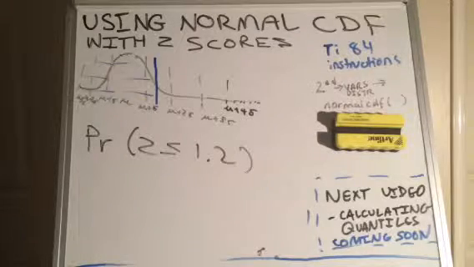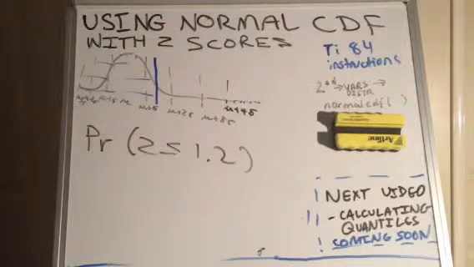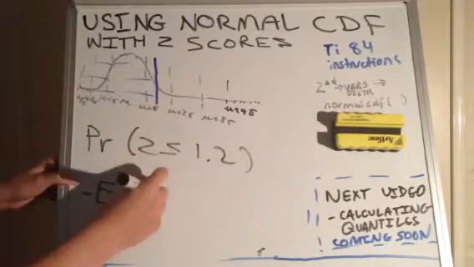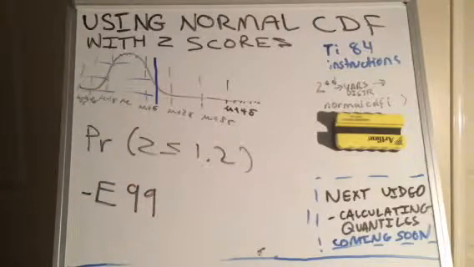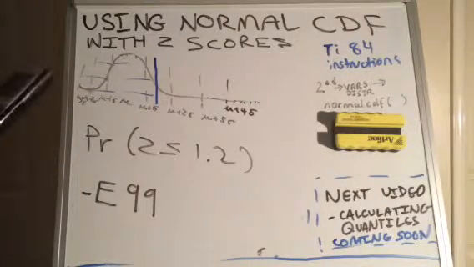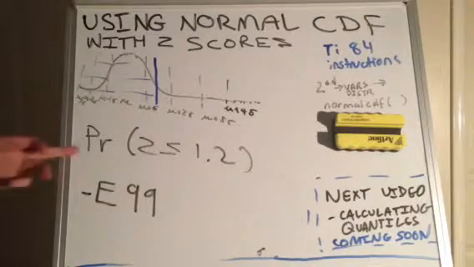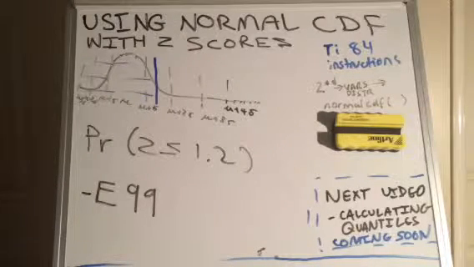In order to do this, we need to go into normal CDF. So second function, distribute, normal CDF, and then we need to plug in the lower limit, which is best defined as negative e to the power of 99. So on our calculators, after we've typed in the lower as negative, second function, e to the power of 99, we need to do our upper as 1.2 and keep our mean and standard deviation on 0 and 1. After we've done that, we just click paste and we get an answer.